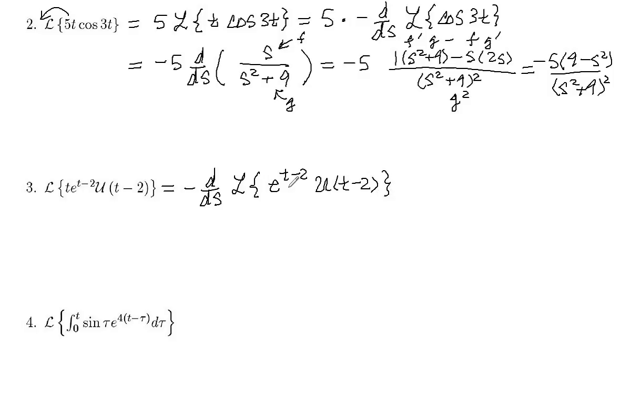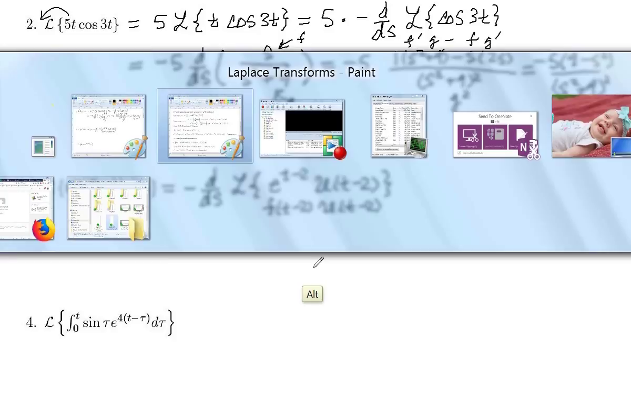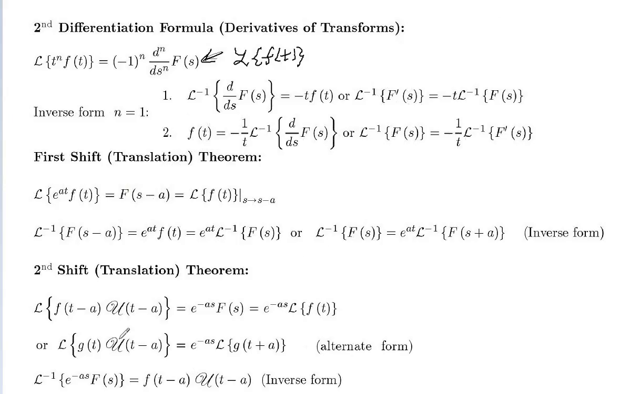And now these shifts are both the same. We had to do that because the t here was not shifted, but the e, the exponential, was. So now these shifts are the same, so now this is our f of t minus 2 times u of t minus 2. And now we use the second shift formula.